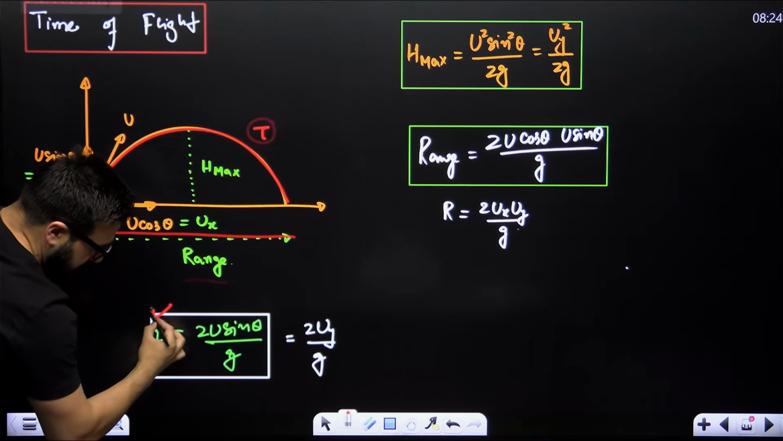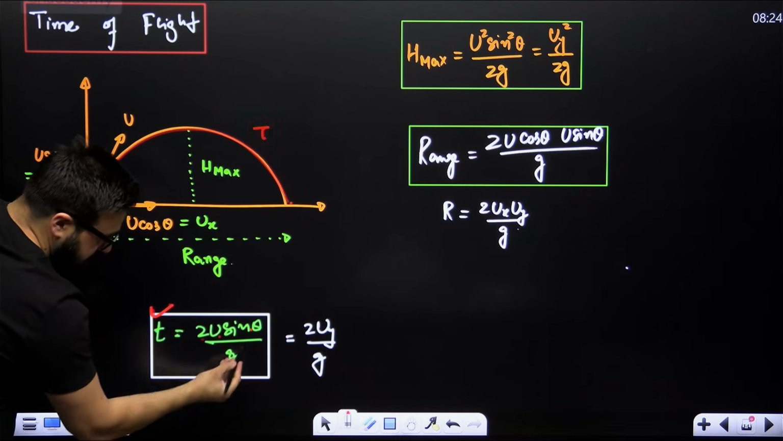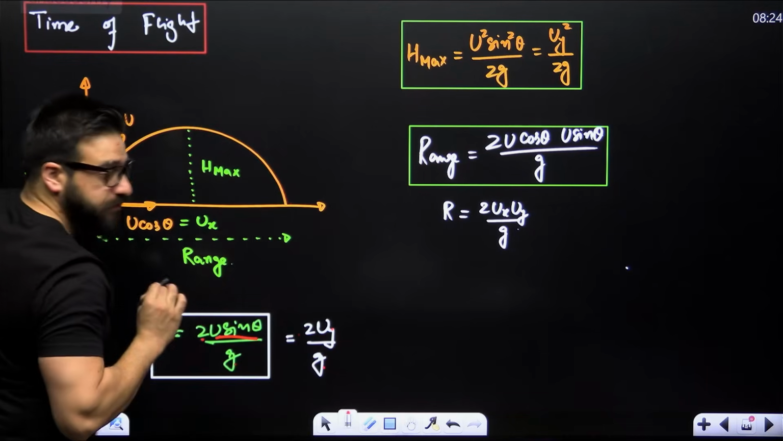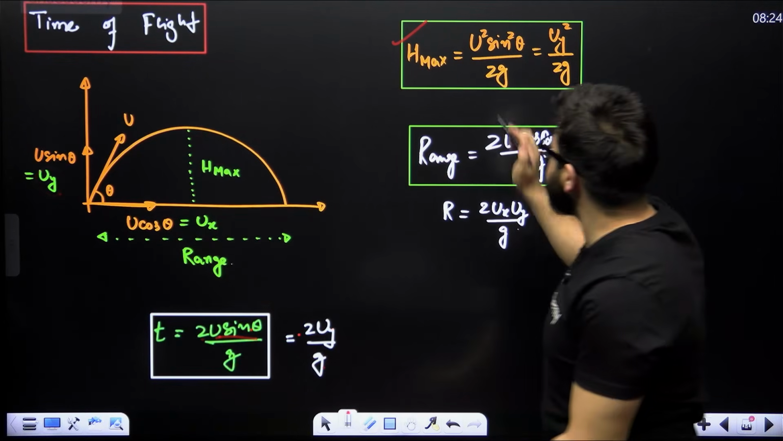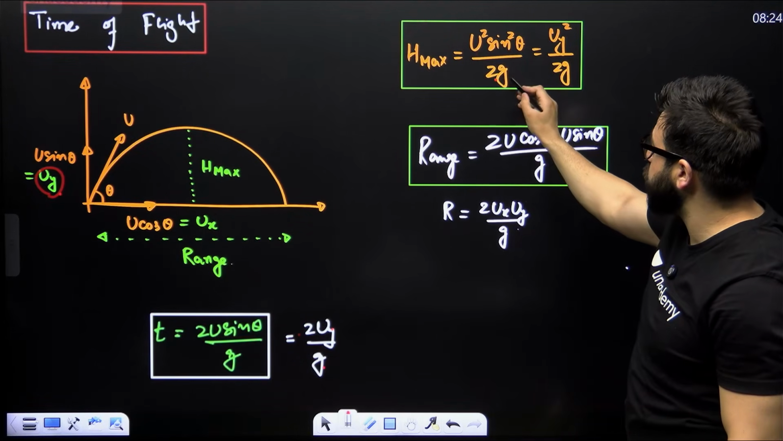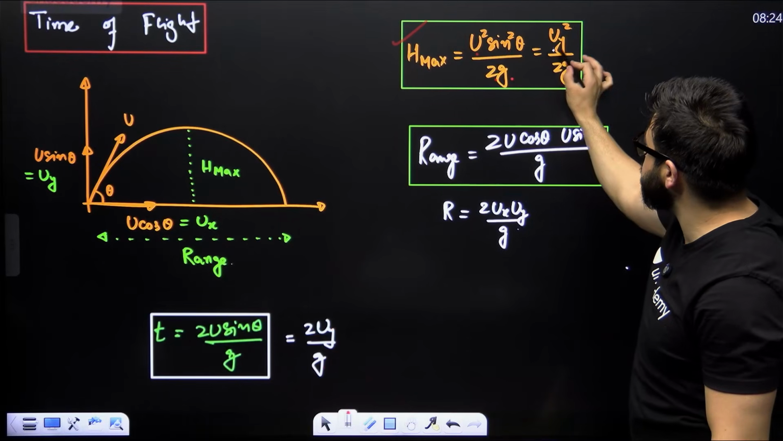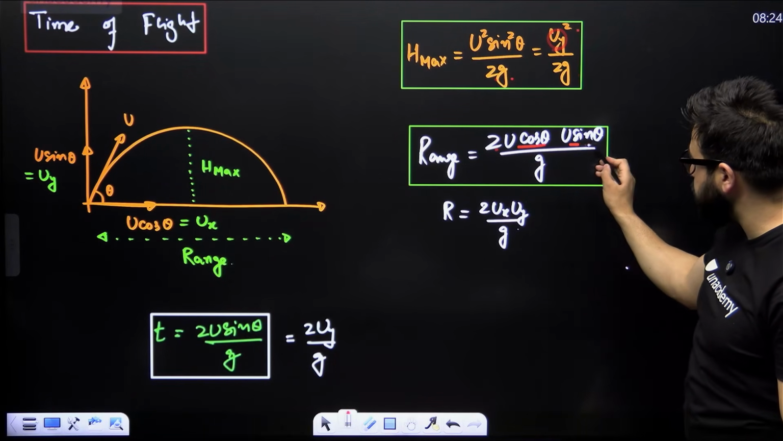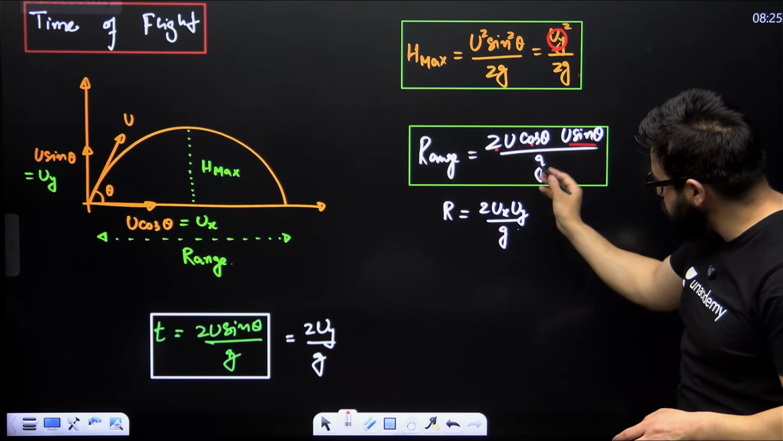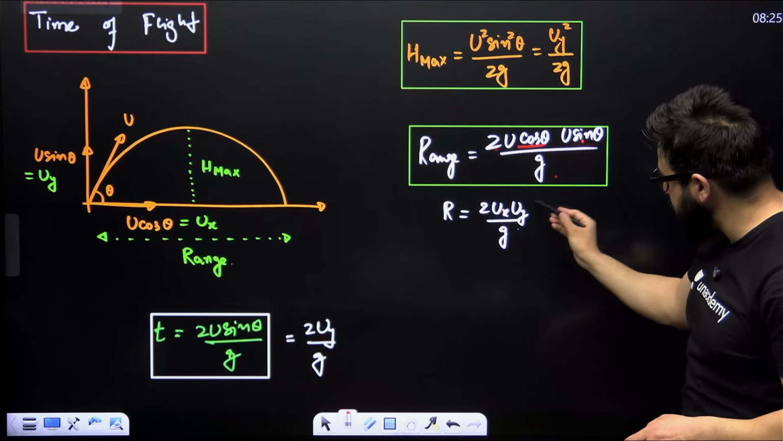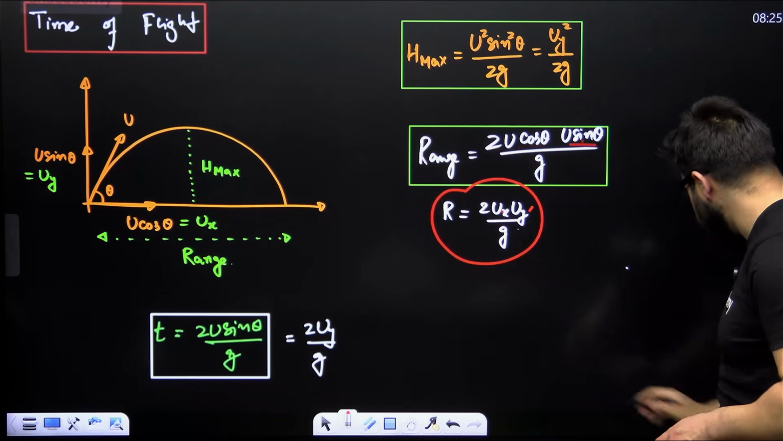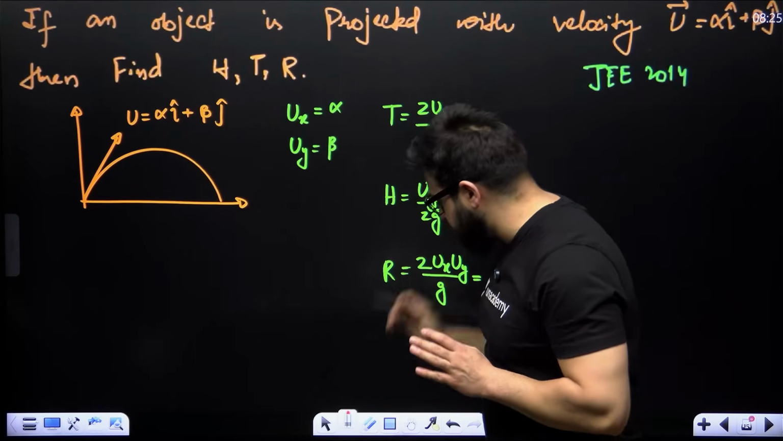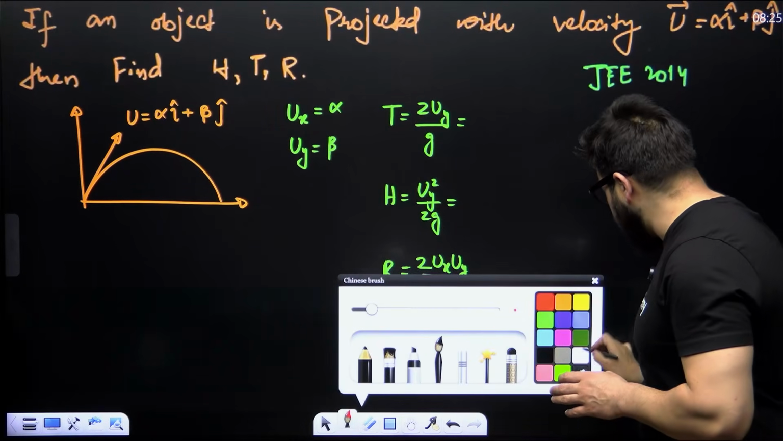Time of flight, you can write 2u sin theta by g. U sin theta also means uy. So 2uy by g. Maximum height you can write u square sin square theta by 2g. So u sin theta means uy. So uy square by 2g. Range is 2u cos theta, u sin theta by g. So u cos is ux, u sin is uy. So this will be the range. Now see, so many times, frequently they have asked the question from this particular topic.